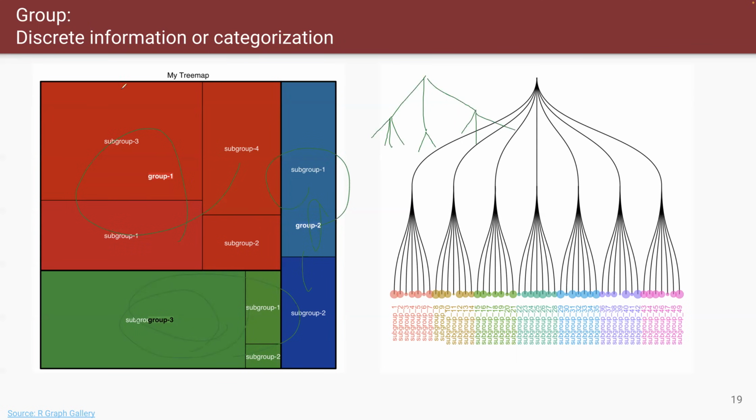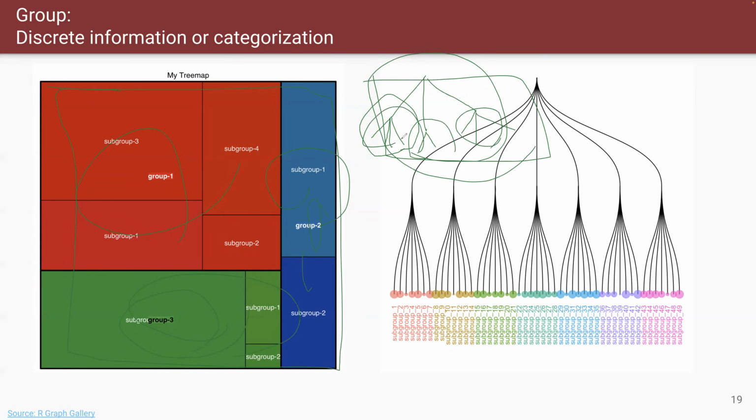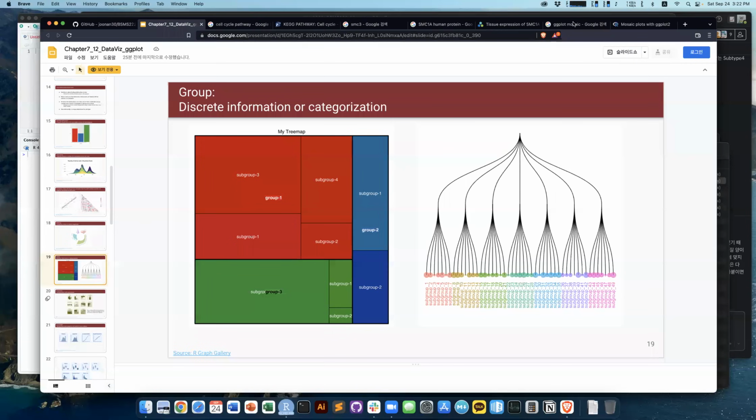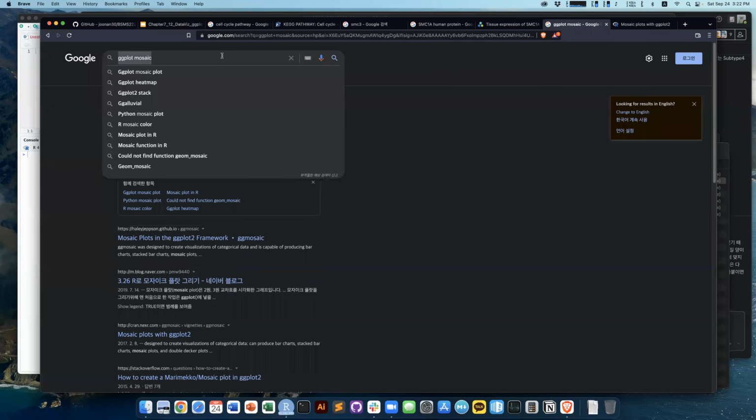So these mosaic plots can be used as a hierarchical plot, right? Hierarchical plots include that information for the major groups, but also the subgroups as well. So why do we have to think about the hierarchical groups? Hierarchical groups are used in many cases.